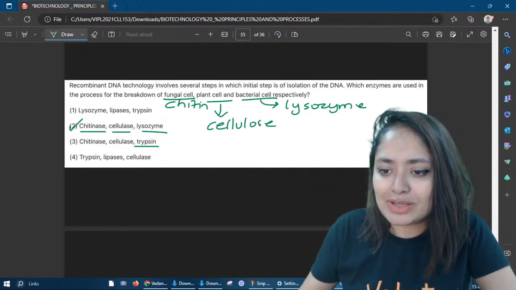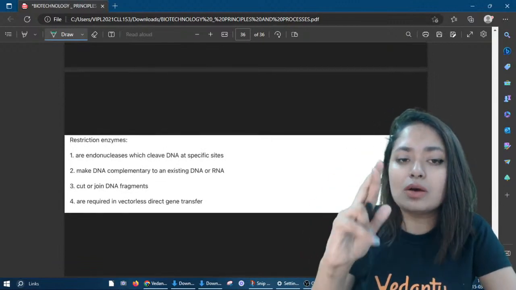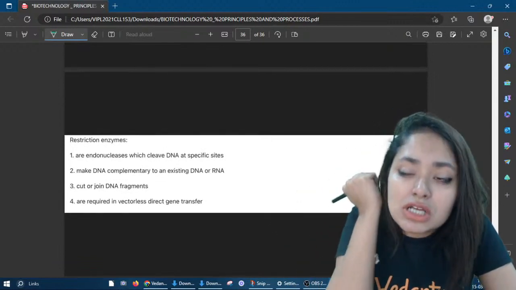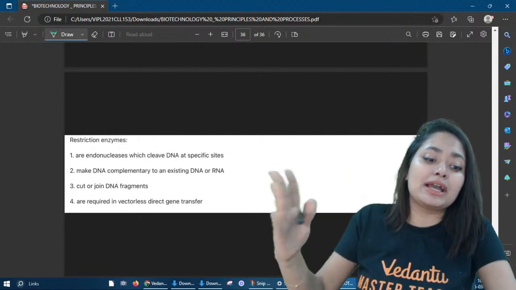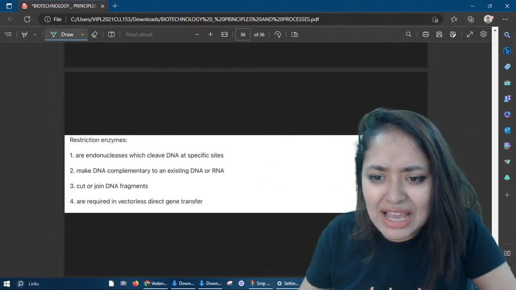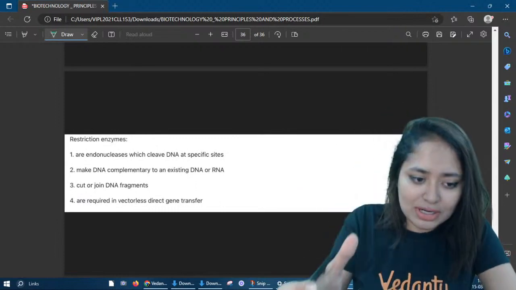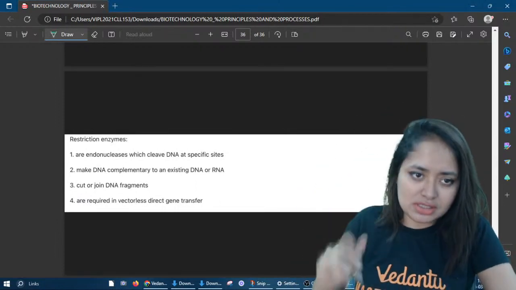I'm expecting these questions to come in tomorrow's board examination. I'm keeping my fingers crossed, and I'm thinking this should come. If it comes, children, it will be so much fun, because these are all such important questions. Okay, one more question has come. I think this is the last MCQ question. Please try to answer it properly, then we'll go into more details.